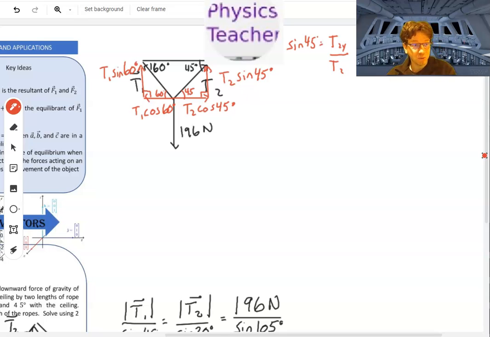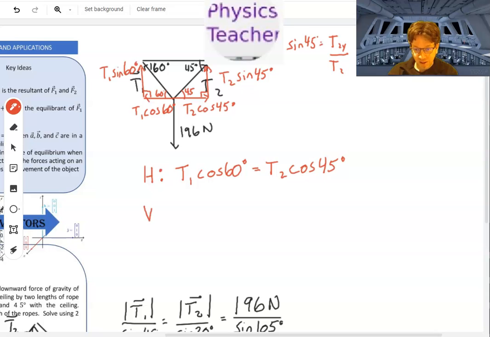Now that that's done, we can set up an equation, because the system is in equilibrium, so all of our horizontal and vertical components must balance for equilibrium to be true. So let's look at all of our horizontal components. We have this one and this one. So this one to the right and this one to the left. They must balance. So the one to the right must equal the one to the left. So I can say T1 cos 60 must equal T2 cos 45.